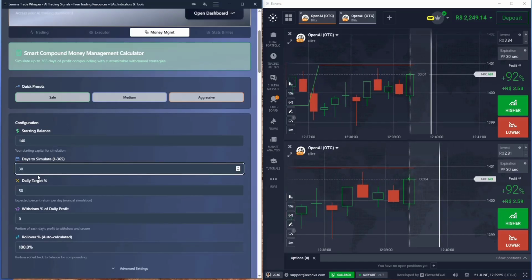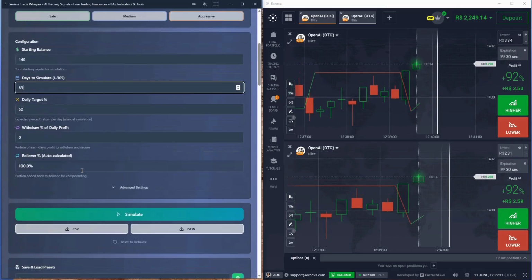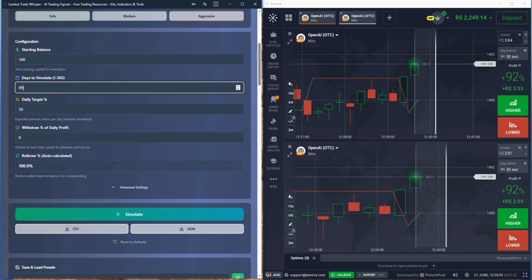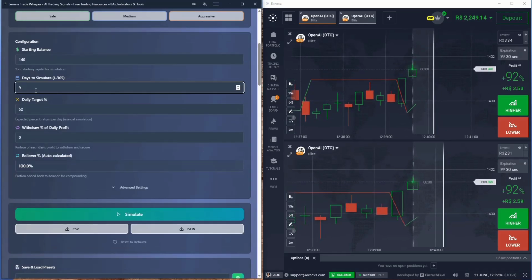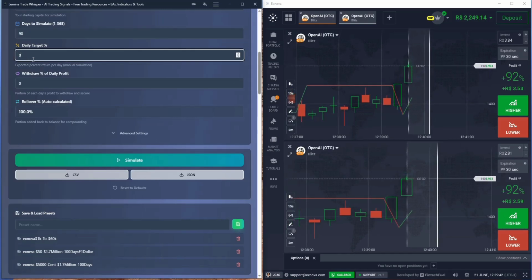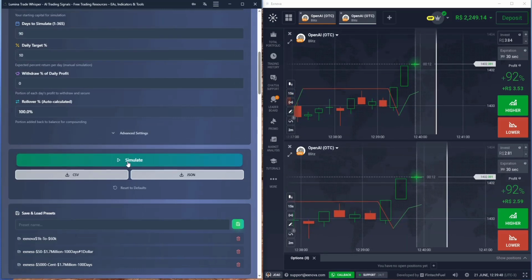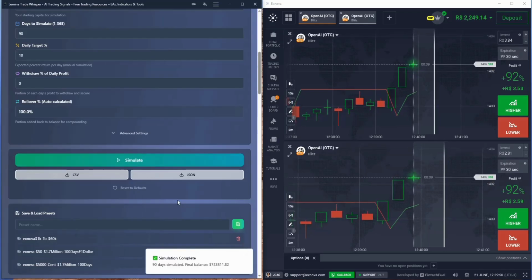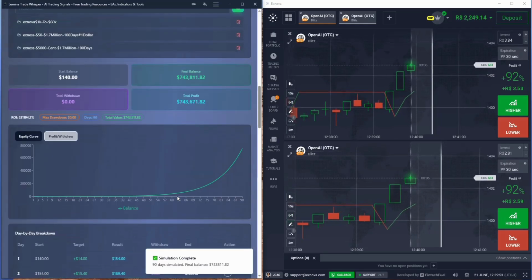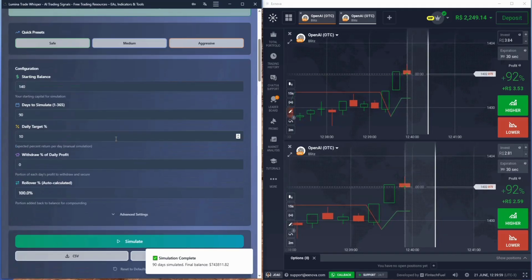Let's simulate 90 days, which is 3 months. Simulate 90 days, and let's go down here. Daily target is 10. You can use this tool as it's very, very powerful. Take a look after 90 days. After 90 days, this is huge, guys. Of course you're not going to use this. Let me see if everything is correct here, because this is huge.